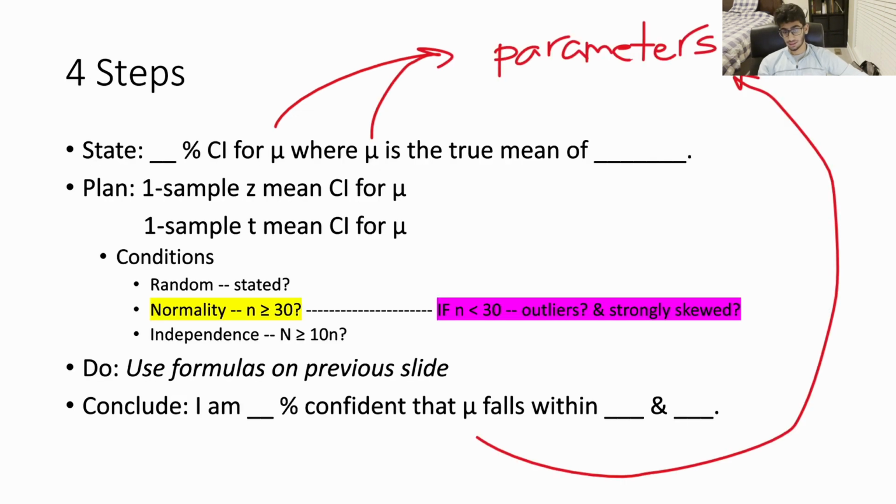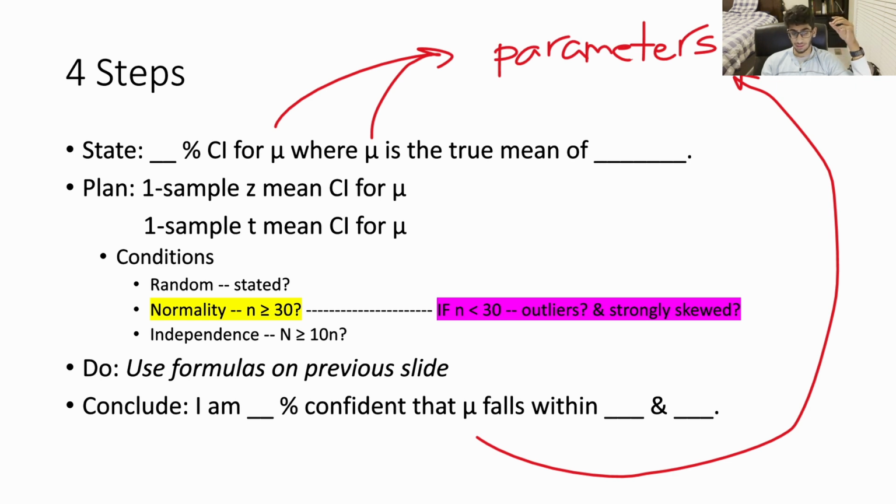All right, next, these are the 4 steps. For state, you have blank percent confidence interval for mu, where mu is the true mean of blank. So you have to define what mu is. We're using mu because that's the parameter. We're using the point estimate in order to find our parameter. Then plan is either going to be a one sample z mean CI for mu or one sample t mean CI for mu. And again, it depends on whatever standard deviation you have.